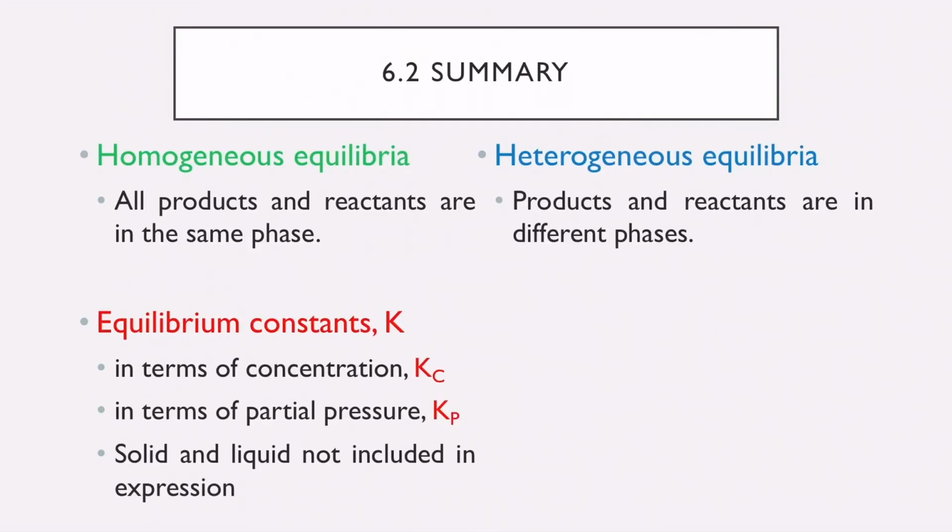Let's summarize the three things that we learned. We learned homogeneous equilibrium, where all your products and reactants are in the same phase. And heterogeneous equilibrium is where your products and reactants are in different phases. You have two types of equilibrium constants: Kc in terms of concentration and Kp in terms of partial pressure. And remember that pure substances like solids and liquids are not included in the expression because they do not take part in the reaction and do not affect the equilibrium constant. So do not include them in your expressions. Okay, that's all for part 1 of 6.2. Alright?